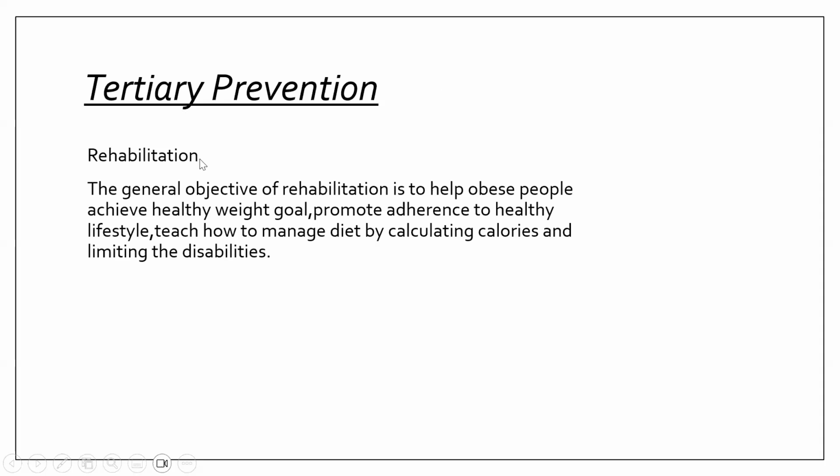Tertiary prevention is basically rehabilitation with the objective to help obese people achieve a healthy weight goal, promote adherence to a healthy lifestyle, and teach them how to manage their diet by calculating calories and limiting their disabilities.